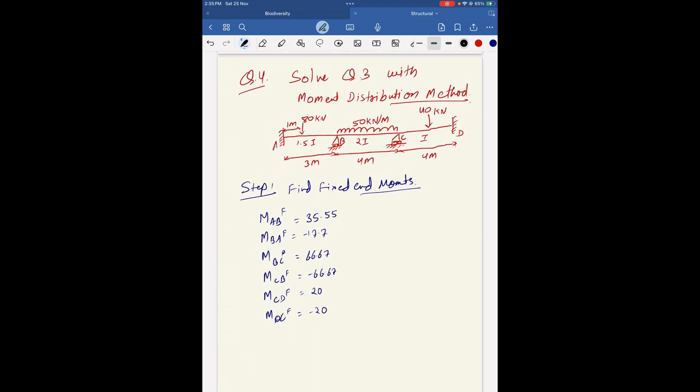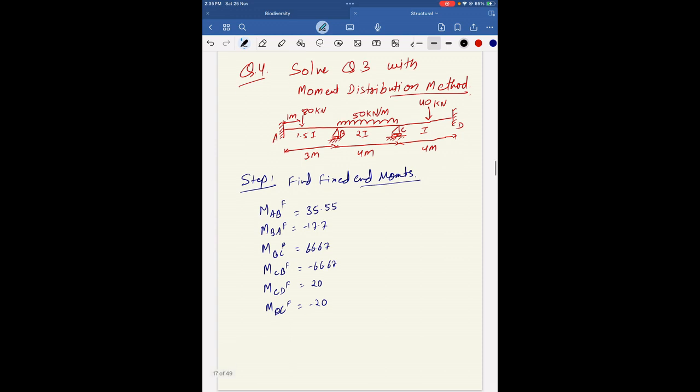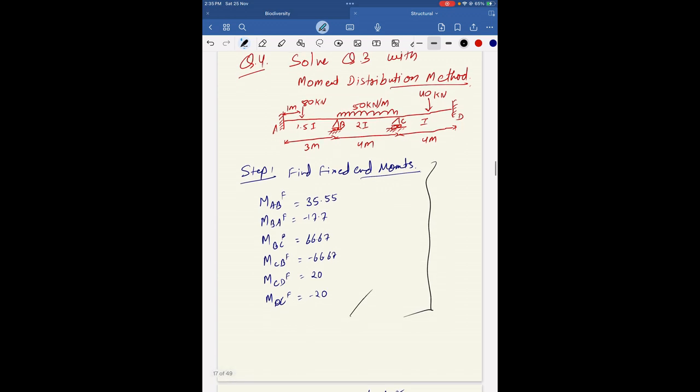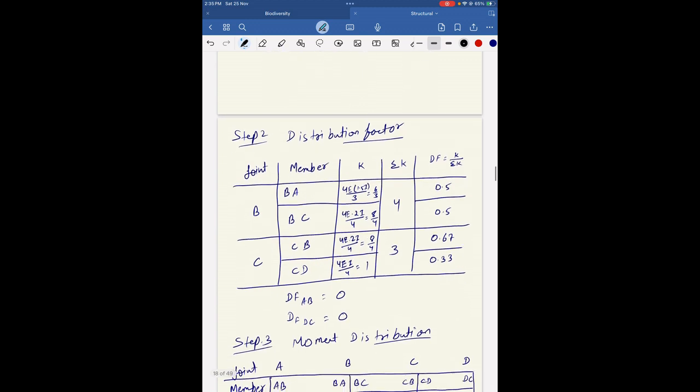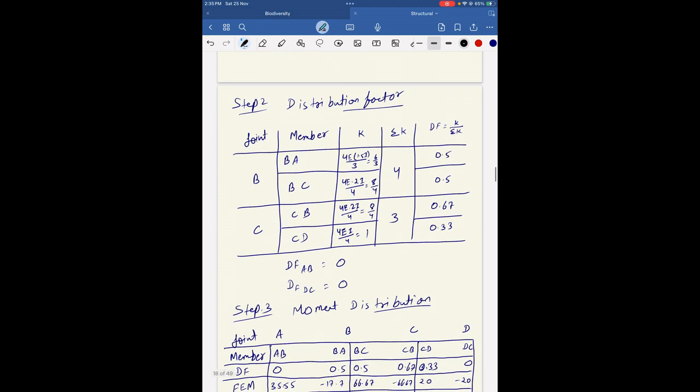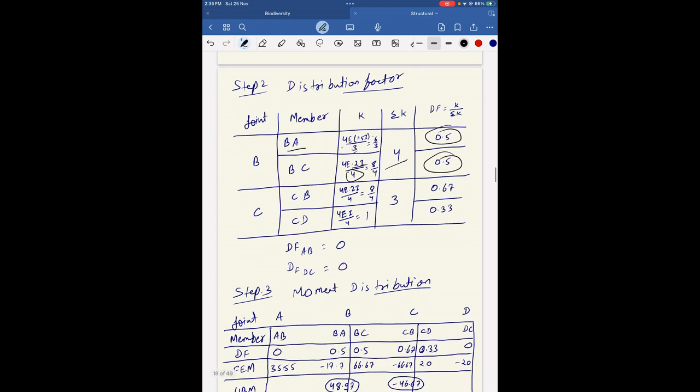Now we will see the same question 3 with the moment distribution method. For this also we have to find the fixed-end moments, which we have calculated in the above question. Then we have to find the distribution factors. For member AB, the stiffness is 4EI by 3, but here I is 1.5I, so overall. And for BC, 4EI by L, the length is 4, I is 2I, and here it is 8, the summation of k is 4, and the distribution factors come out to be 0.5 and 0.5.